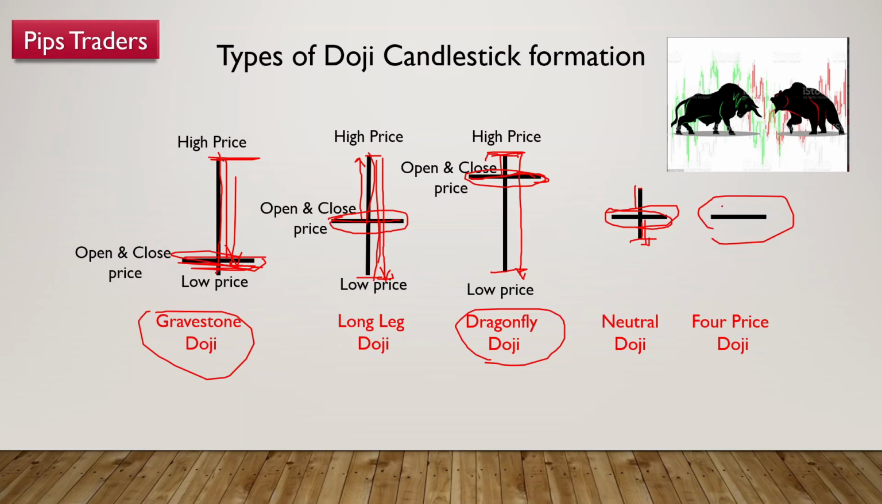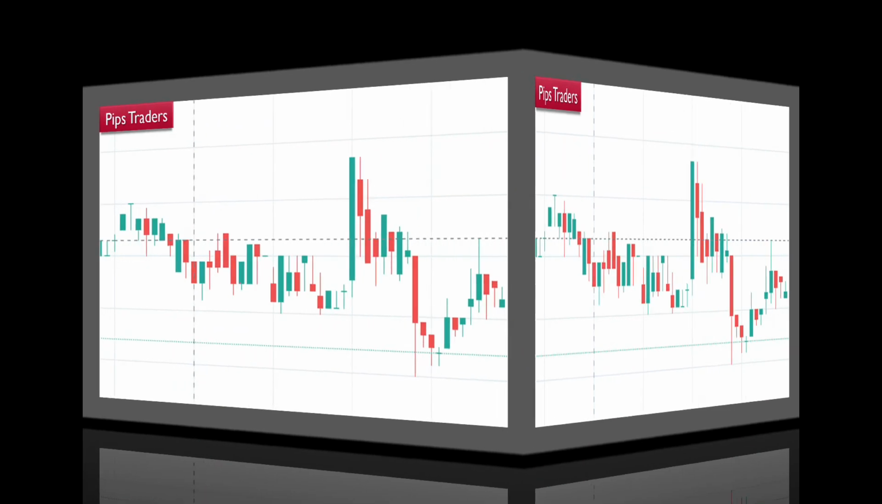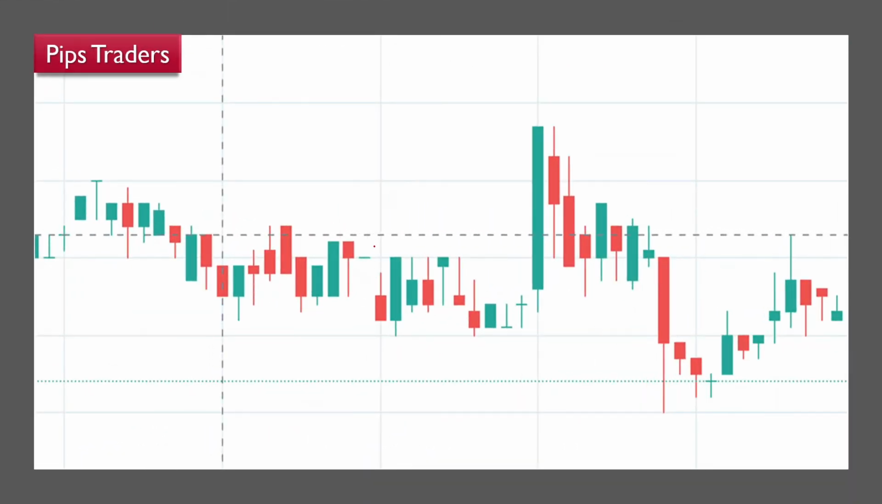It opened and closed at the same level. There were no shadows formed also. Let's see some examples from the actual chart. So here you can see 4 price doji, where only one line is here. So usually this kind of candles forms in a low volatility market actually.